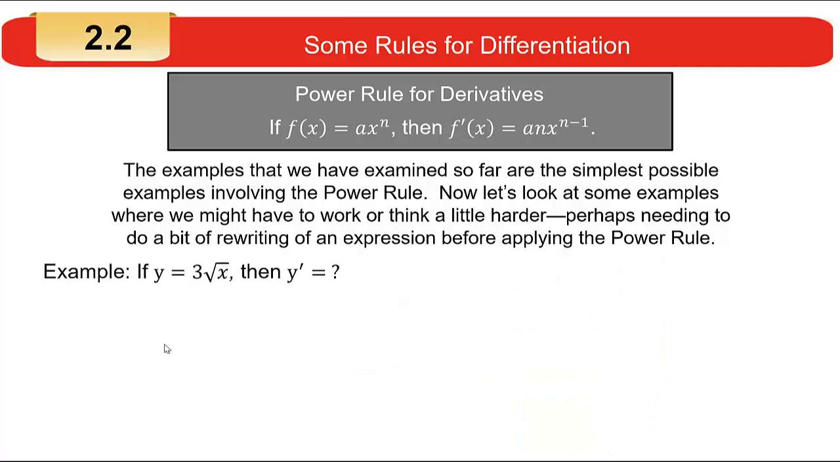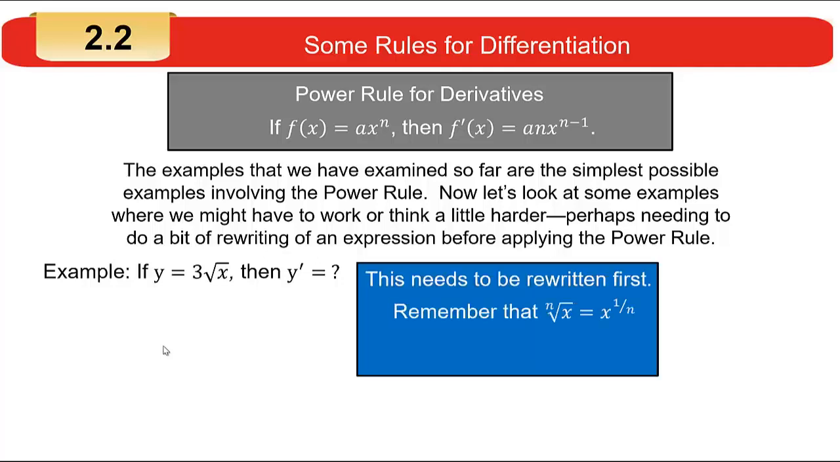Here's another. If y is equal to 3 times the square root of x, then y prime is what? Again, that doesn't look like the power rule, but if you remember that a square root is a 1/2 power, then you can rewrite it and realize that the square root of x is x to the 1/2. And once you do that, you now see that the power rule applies. So you multiply the 1/2 times the 3. And then you subtract 1 from the exponent.